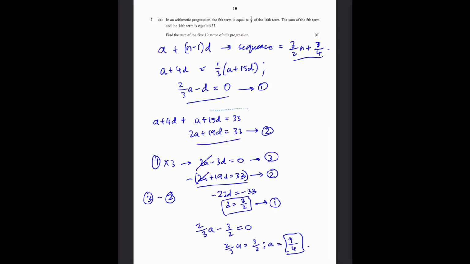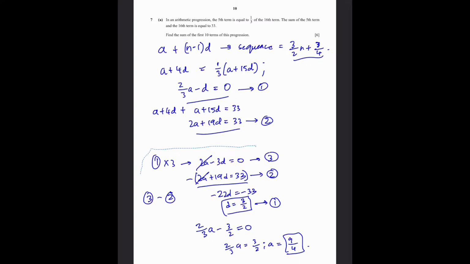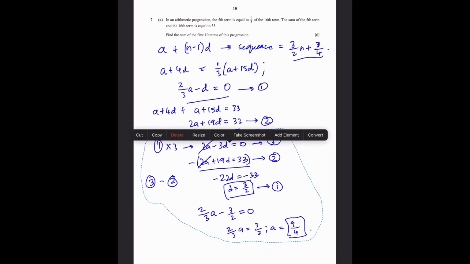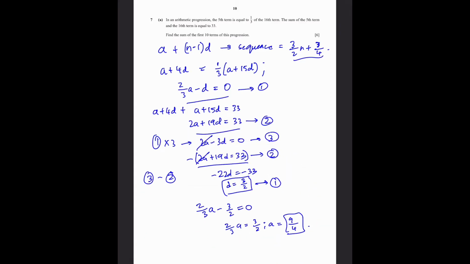Let me just move this up a little bit so I have some space for the next steps. Remember that this is not the end of the question. We have one more part left to do, which is to find the sum of the first 10 terms. Now, to find the first 10 terms, we first need to know what is the sum of an arithmetic progression normally for any value of n.